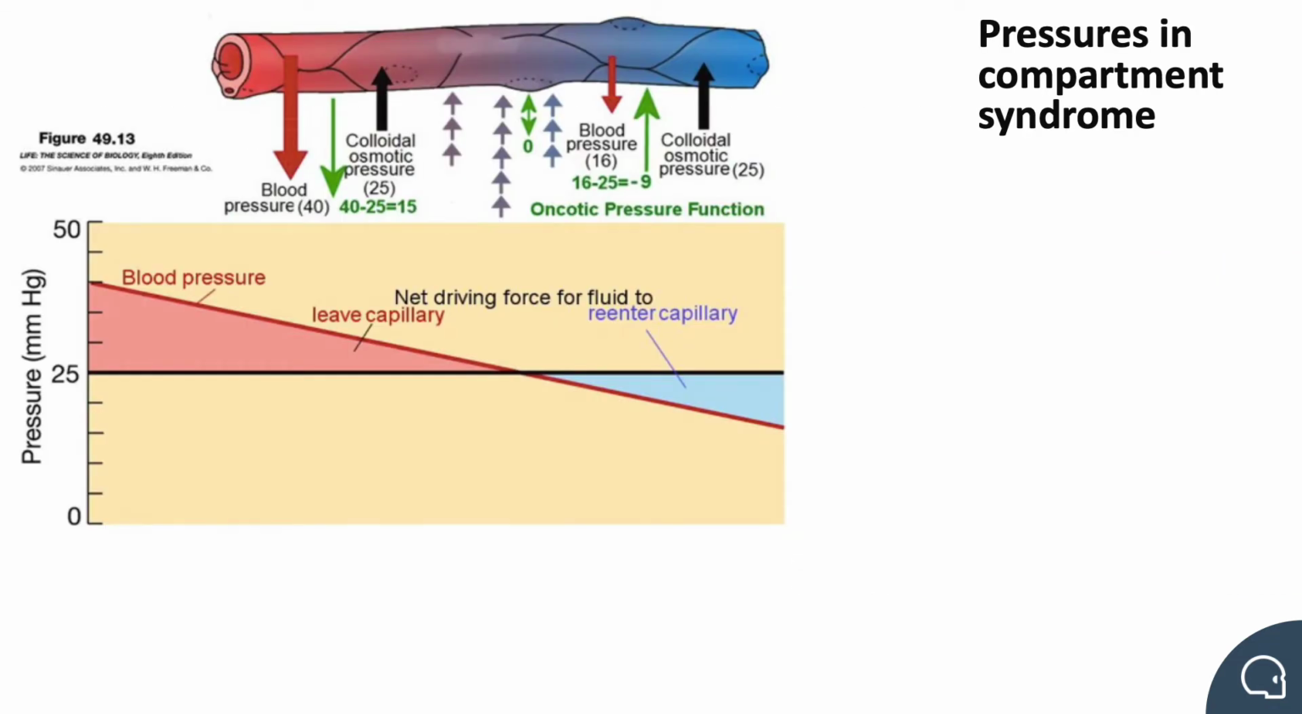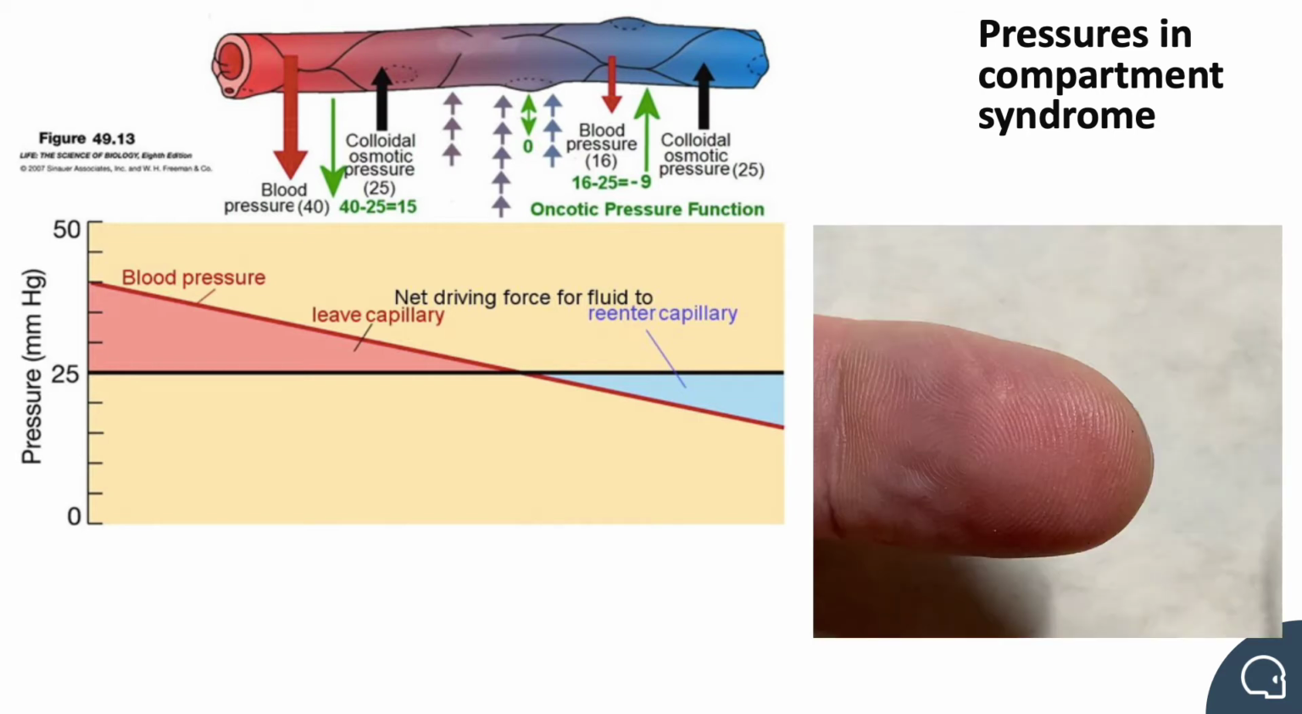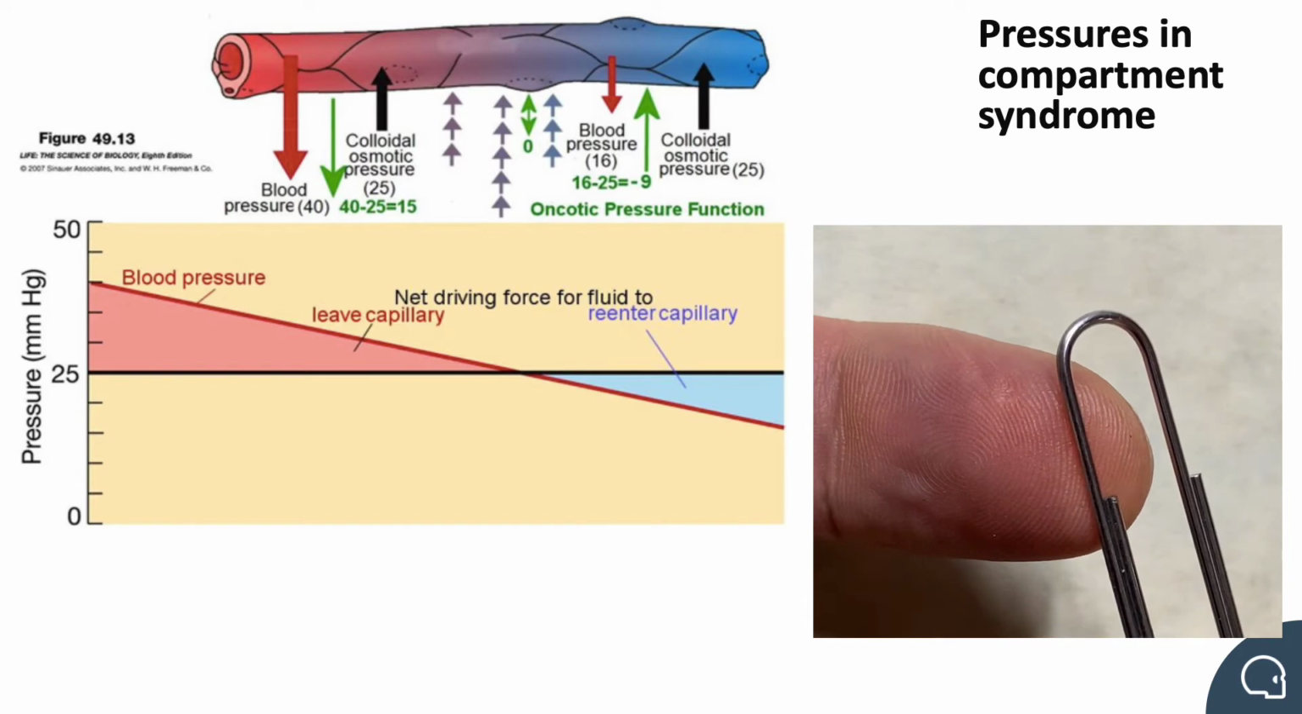So, remember Starling's diagram of the pressures across a capillary. The hydrostatic pressure within the capillary, i.e. the pressure within the blood in the capillary, is fairly low. That's represented by the red diagonal line going from about 40 millimeters of mercury at one end down to 15 millimeters of mercury at the other end of the capillary. So it's all fairly low. And we can test that by just looking at how little pressure it takes to compress the capillaries in our fingers.